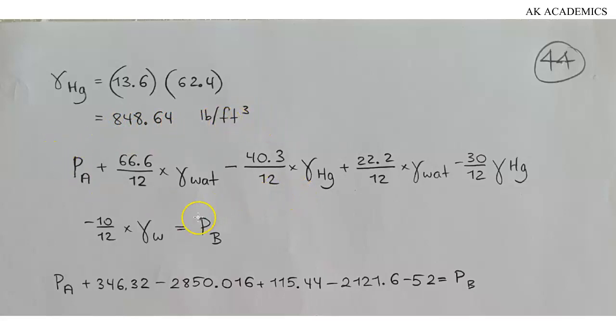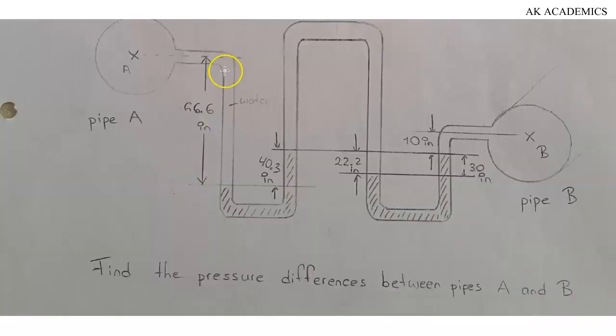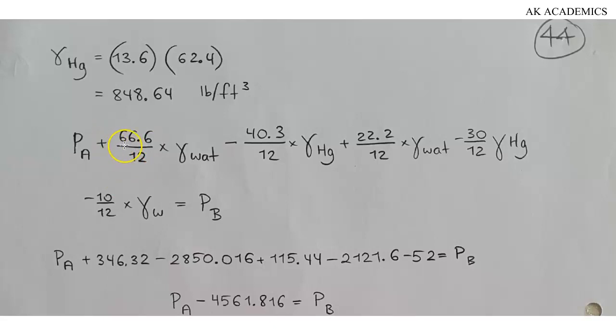So let's add all the pressures together. Pressure of A, like I mentioned, plus the pressure of water will be equal to the height of water multiplied by specific weight of water. If you look at the diagram again, that's what we're going to have here. Height of water multiplied by specific weight of water will give us the pressure of this water. It is flowing down, so the sign is going to be positive. So you see we have plus 66.6 divided by 12 multiplied by specific weight of water. We are dividing by 12 because we are converting the 66.6 inches to feet.